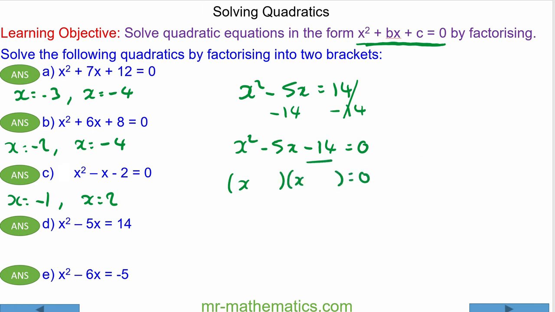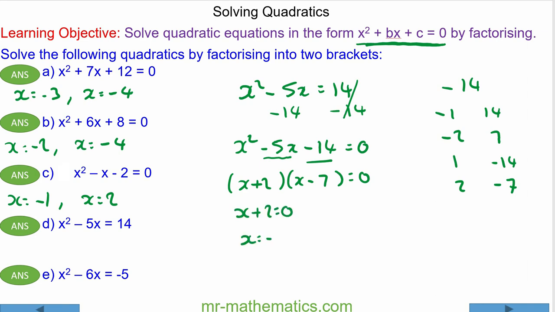So the numbers that multiply to make negative 14 are negative 1 and 14, negative 2 and 7, or 1 and negative 14, 2 and negative 7. We must add to make negative 5, so we've got x plus 2 and x minus 7. So x plus 2 must equal 0, x will equal negative 2. x minus 7 will equal 0, x will equal 7.